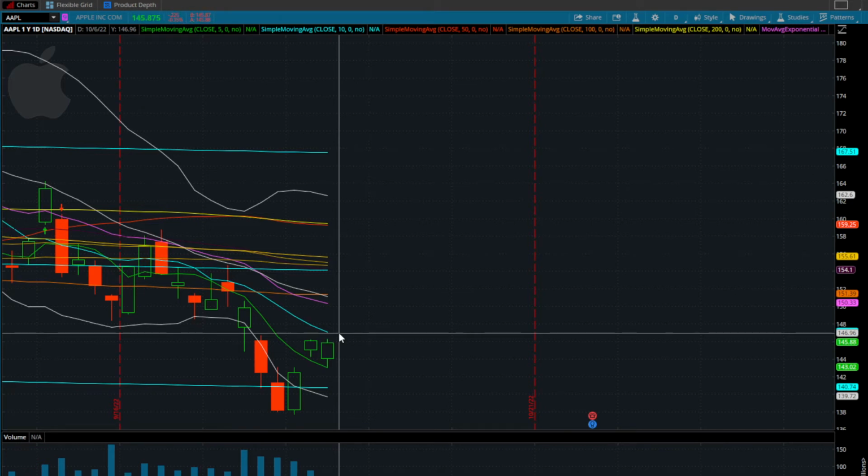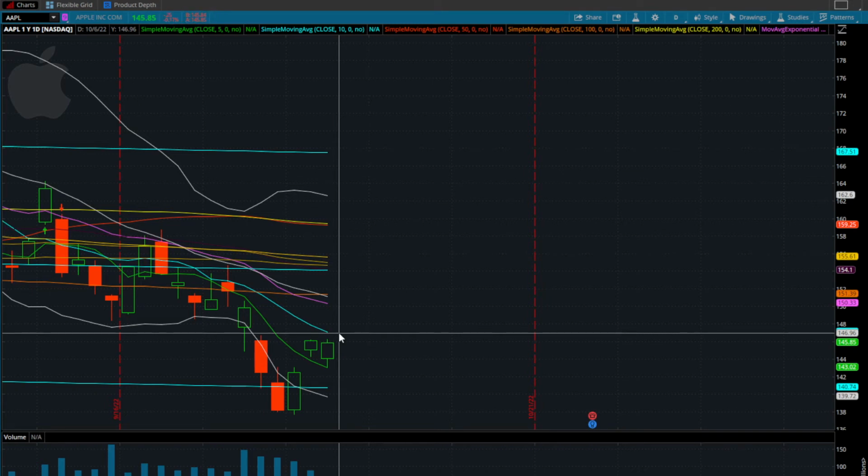Now, that does not mean that I'm going to wait all the way to 150 before I lock in profits. Obviously, depending on your position sizing, everyone's account size is a little bit different. But for example, on Apple, I might take 10 to 15 contracts, and I'm going to scale out in increments of 2-3 contracts at a time as we climb higher.